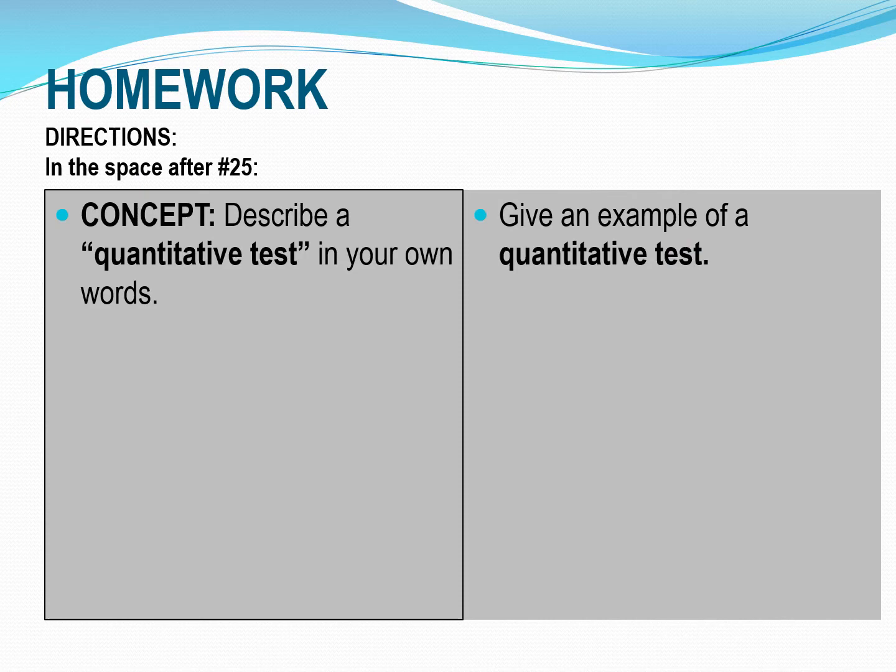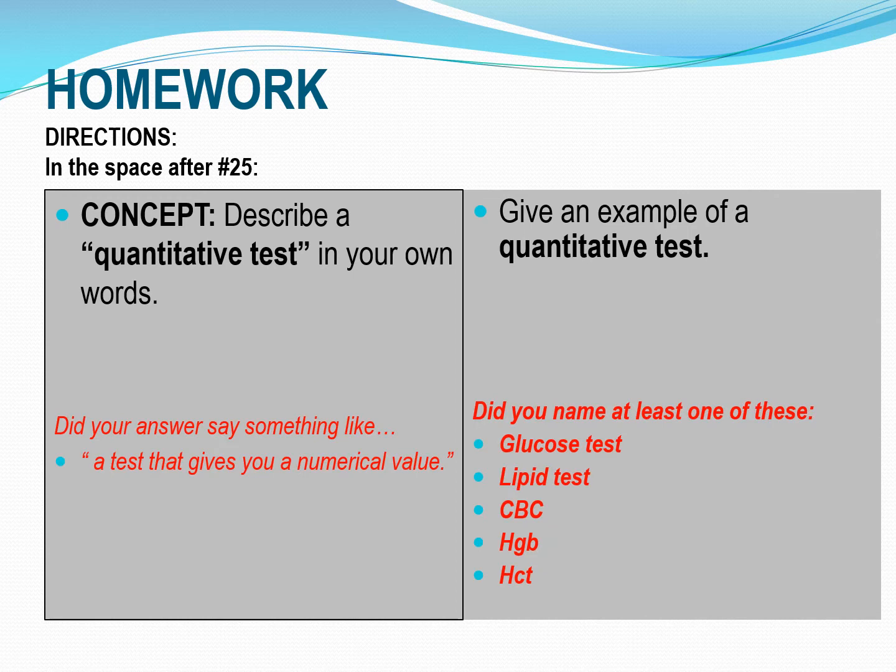So here's one of those concepts, right? That's in your one-inch black lab binder that was handed out to you, and you need to get good at being able to put these things into your own words. So describe a quantitative test in your own words and give an example. Your answer needs to say something like this: a test that gives you a numerical value, and tests like the glucose test that we talked about, a CBC, an H and H, which is a hemoglobin and hematocrit. These are examples of quantitative tests because, like I told you with the glucose, it gave you an exact number, 104 or whatever it may be.